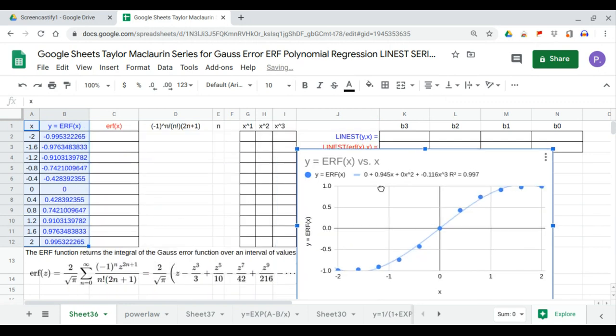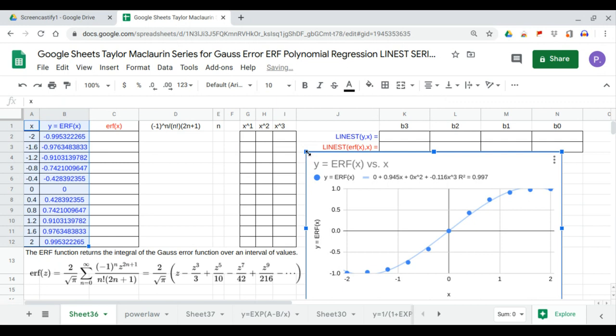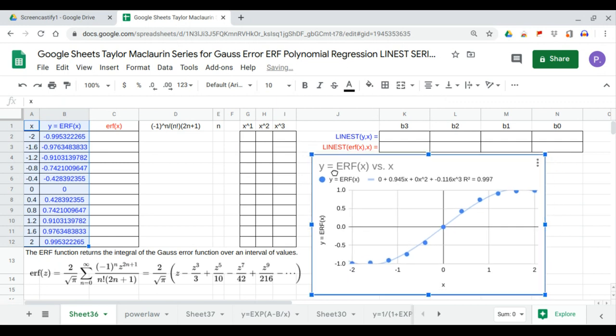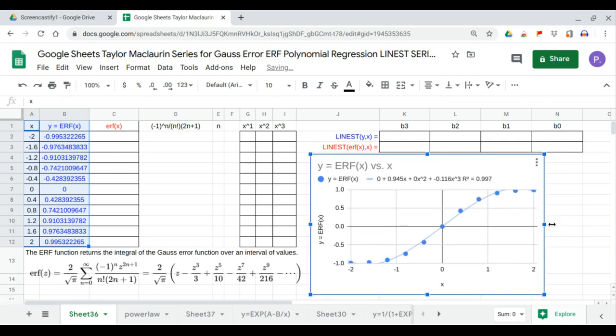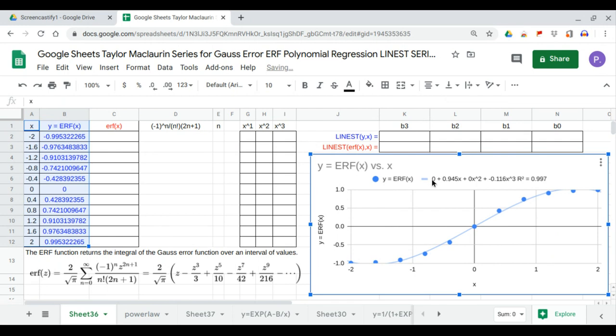We'll calculate the values of the coefficients using LINEST. So our coefficients are B0, which is 0. Our B1 is 0.945. Our B2 is 0. Our B3 is -0.116. We'll calculate these values using LINEST.